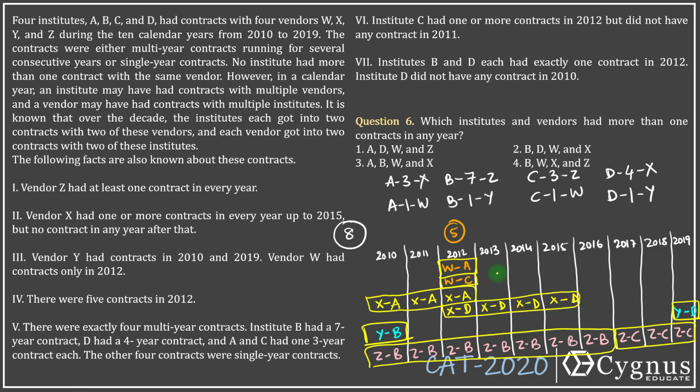And the last question of this set. Which institutes and vendors had more than one contracts in any year? We've already seen that A and B are definitely the institutes. I think by the answer options, we can straight away mark answer option 3, but you can also check W and X are the only vendors who have multiple contracts in the same calendar year. With that, we've completely solved all the 6 questions.